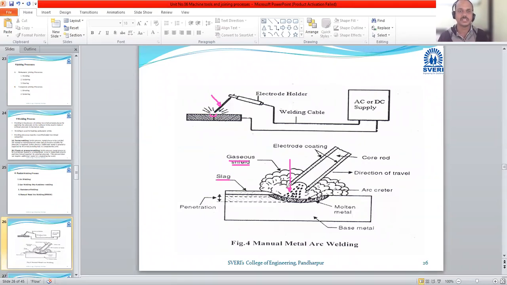After that, this flux is sprayed over this welding or molten metal, and after cooling, that flux can be removed by hammer.